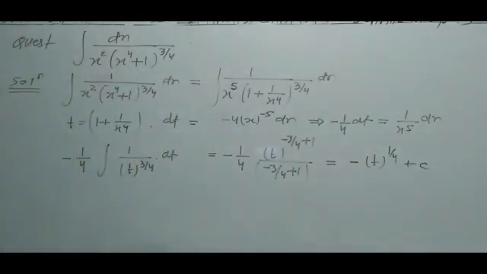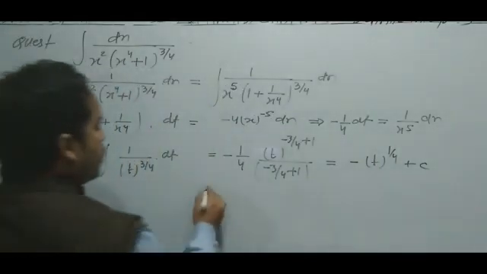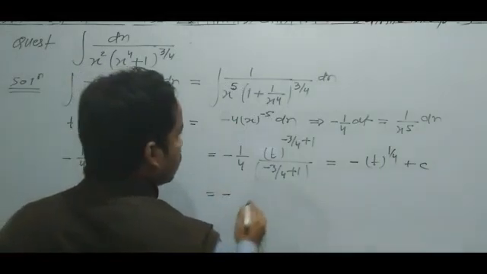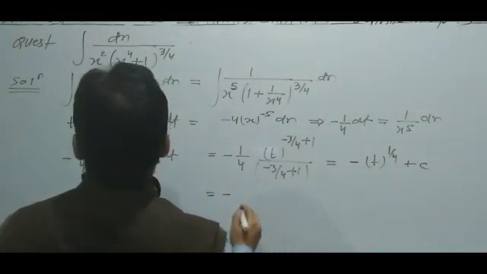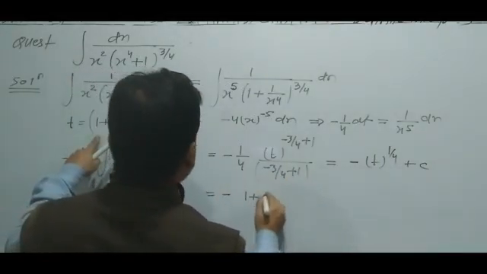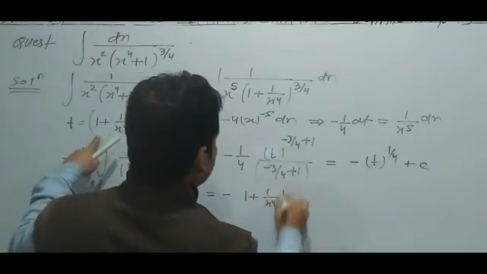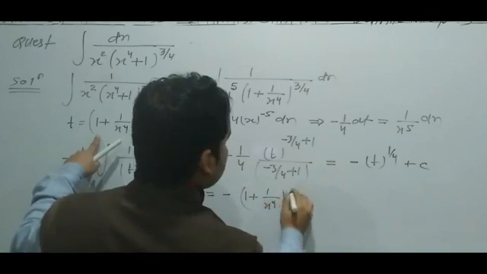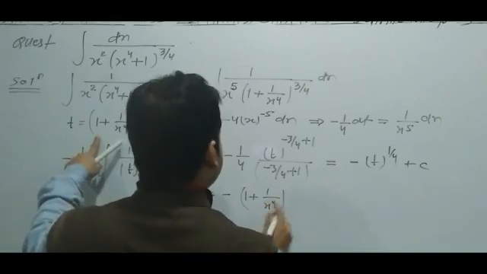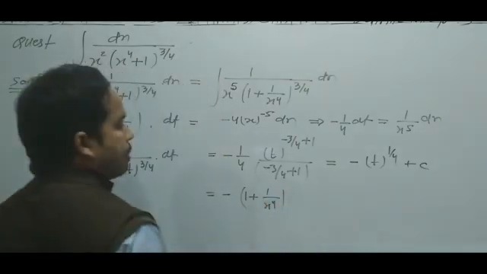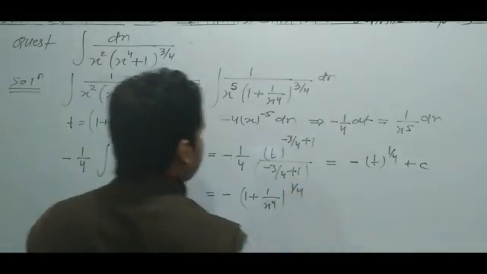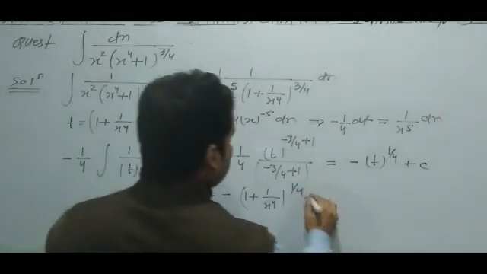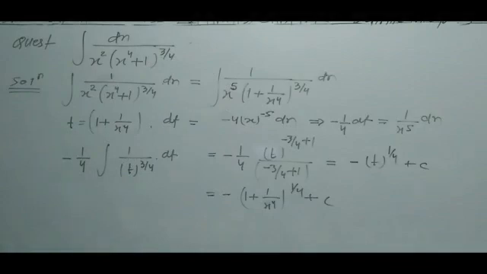See, any doubts, you can clear it. Now the answer will be minus t, where t is 1 plus 1 upon x to the power 4, whole to the power 1 by 4, now plus c. Now this is the result. If any doubts, you can clear it.